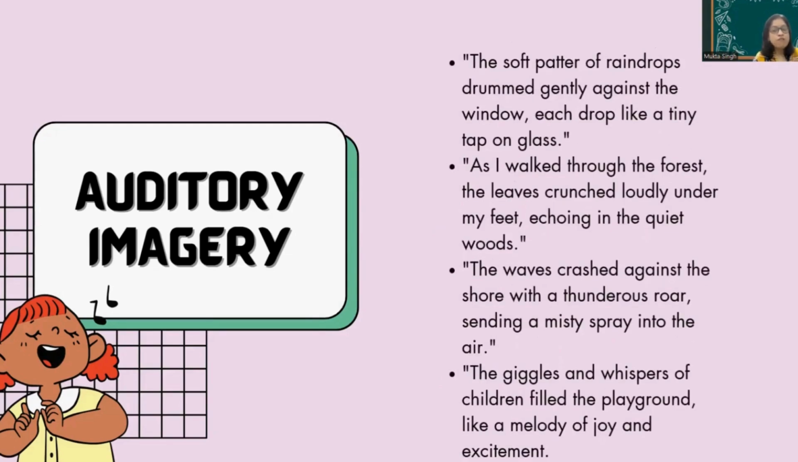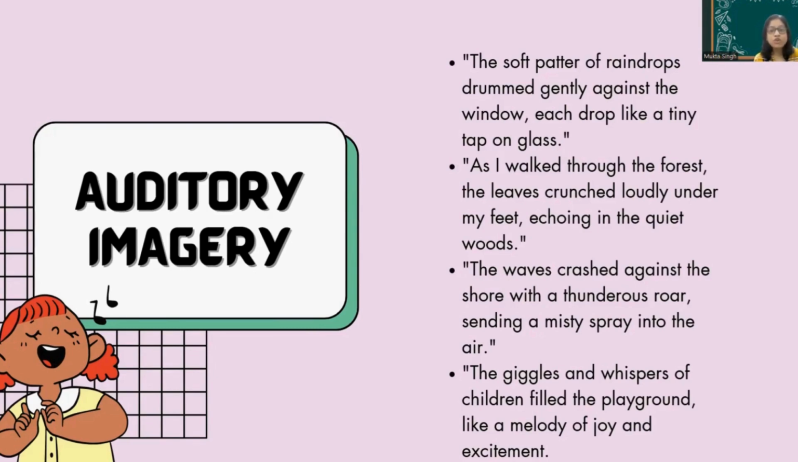Next, the soft patter of the raindrops drummed gently against the window, each drop like a tiny tap on the glass. This is such a beautiful description. Suppose the writer writes, it was raining outside. It helps us know that it was raining, but the kind of description the writer has given here helps us as readers clearly understand the surroundings, the kind of sounds the character was able to hear in the story, in the setting.